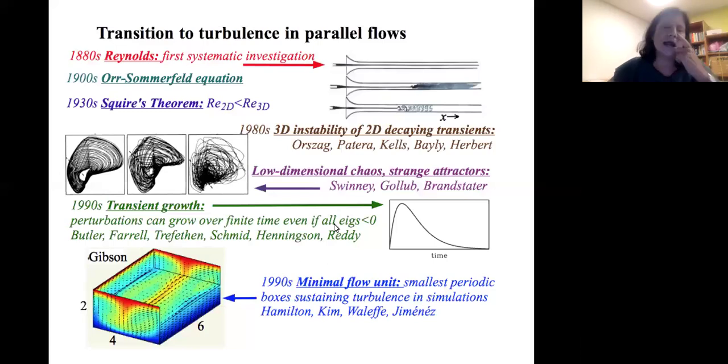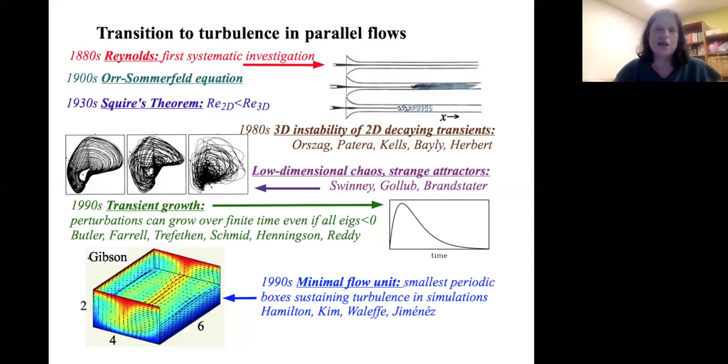The thread that I'm following started, we could say, in the 1990s with Waleffe, who found the smallest box in which you could maintain turbulence, called now the minimal flow unit. And this box is 2 in the small direction I was talking about, the one between the plates. 2 is by definition, since one non-dimensionalizes plane Couette flow by half the distance between the plates. So 2 by 4 by 6 was the smallest box in which he could maintain turbulence.